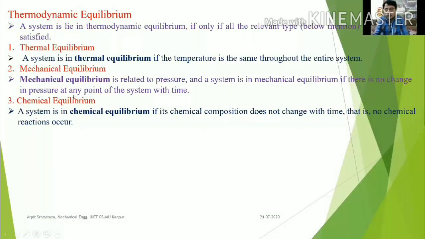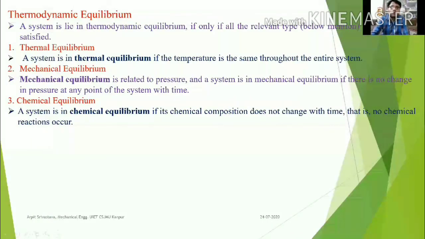And the third one is chemical equilibrium. A system is in chemical equilibrium if its chemical composition does not change with time, that is, no chemical reaction occurs. That means the rate of forward reaction is equal to the rate of backward reaction, so there is no concentration change in product as well as in reactant. So that's all about the types of equilibrium. When these three types of equilibrium are happening, then we can say that thermodynamic equilibrium exists inside the system.